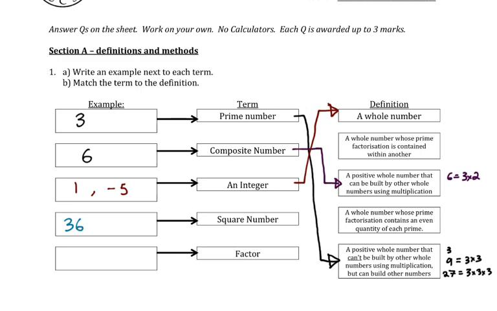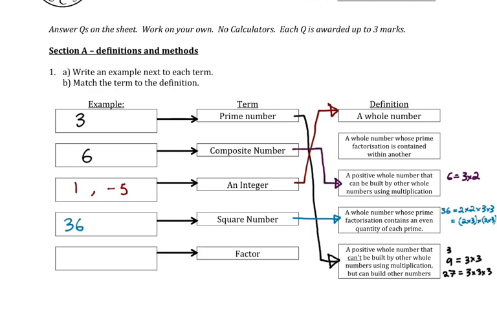A square number like 36. Now, it's a whole number whose prime factorization contains an even number of each prime. Okay, so for example, 36, its prime factorization is 2 times 2 times 3 times 3. Now, the reason it contains an even number of each prime is because then we can group it into 2 equal groups. So 36 is 2 times 3 times 2 times 3.